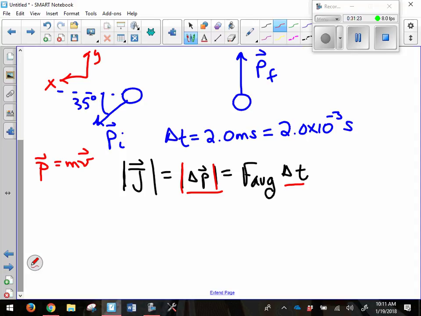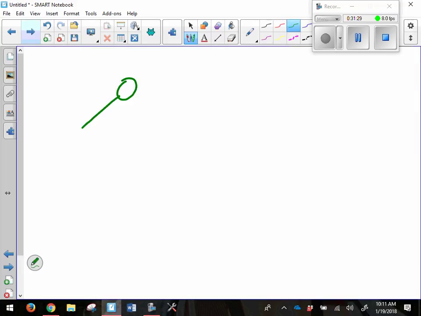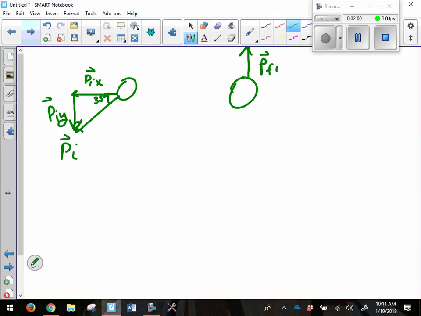So I think we'll just go to another page here. So here's my ball. Here's my P_i. So I'm going to have a P_ix and a P_iy. And I know that angle is 35 degrees. And afterwards, I only have a P_fy.